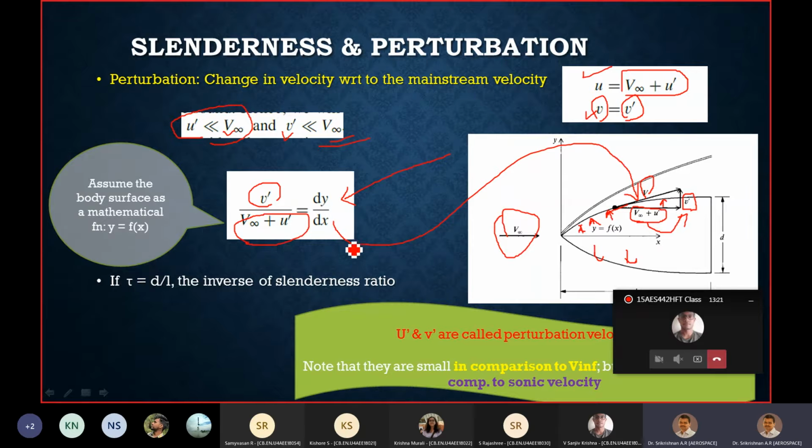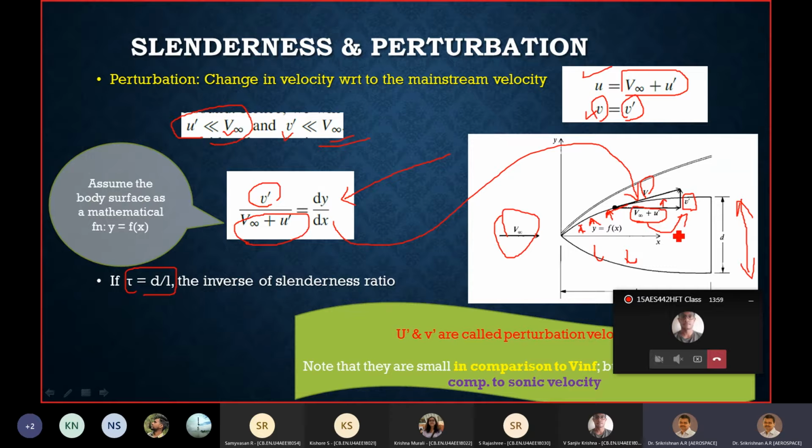So what are we doing by equating this? We are relating the velocity field to the shape of the body, or to the geometry of the body. Now comes the all-important parameter, tau, which is defined here as D by L. What is D? The transverse dimension. If it's a conical body, it can be the diameter. So the transverse dimension D and the streamwise dimension L, the ratio of the two, D by L.